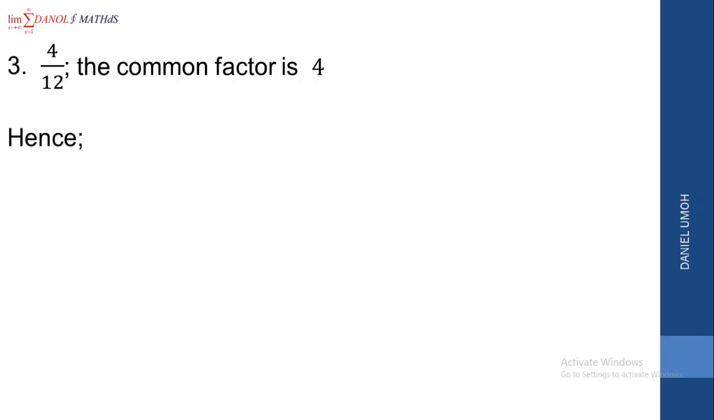Okay. Example 3. 4 over 12. The common factor is 4. 4 is a number that can divide 12 and 4 itself without a remainder. So we can now say that 4 over 12 is equal to 4 divided by 4 all over 12 divided by 4. 4 divided by 4 is 1, then 12 divided by 4 is 3. It therefore means that 4 over 12 in its lowest form is 1 over 3.